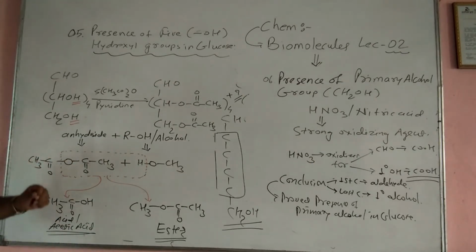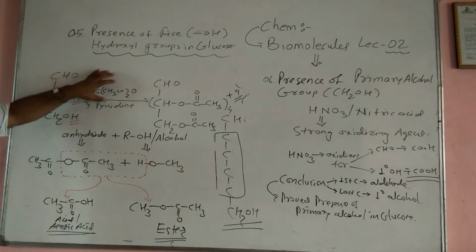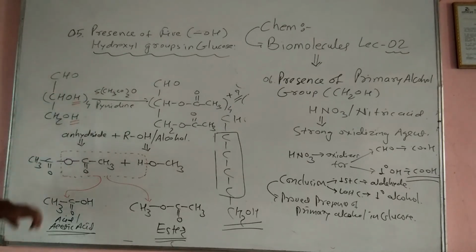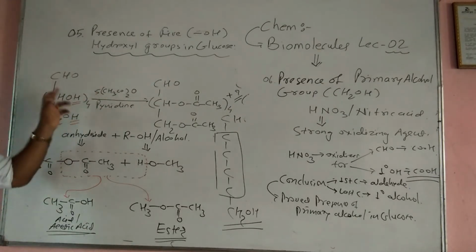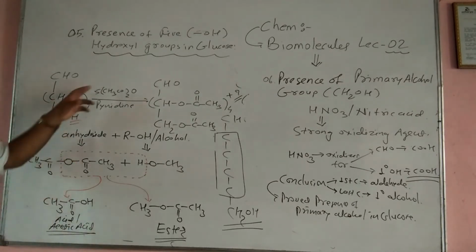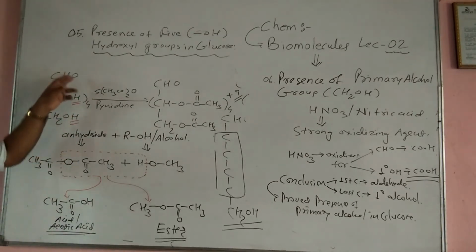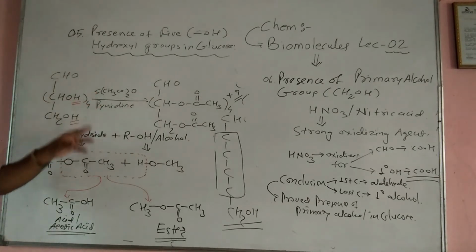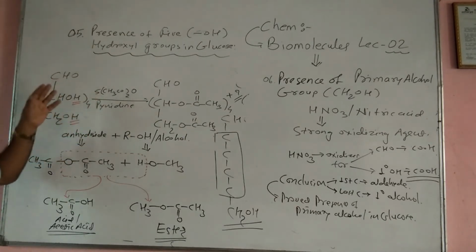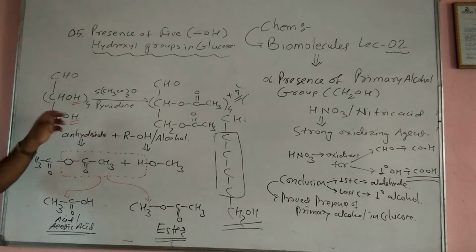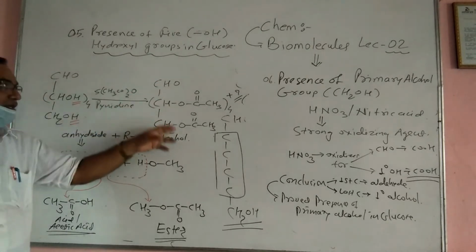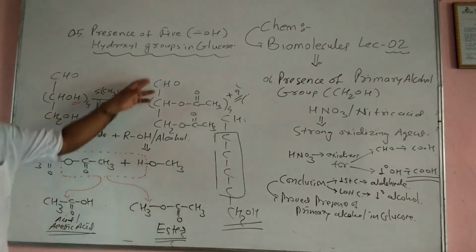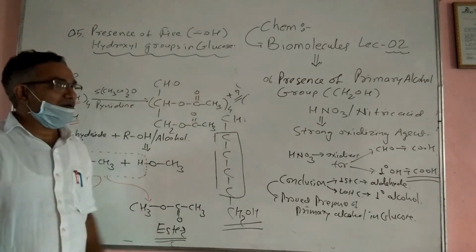So what happens? This reagent has a tendency to react only with the alcoholic groups, and does not react with the carbonyl group. Hence it is used here. When the anhydride is reacted with glucose in the presence of pyridine, a stable penta-acetate results, along with acetic acid.